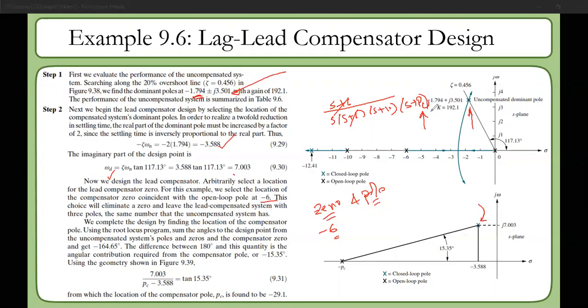To find the location of the pole, the procedure is the same as before. You have to find the contribution of all the angles, basically this one and this one, and the difference between that contribution and plus or minus 180 degrees. In this case, this is 15.35 degrees, and based on that, where the height is always the same, we can find the location of your pole, which gives a location of -29.1.